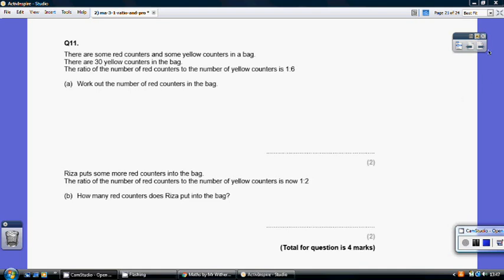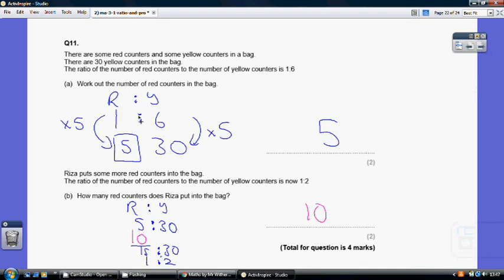Question 11. So we're told that the ratio of red to yellow counters is 1 to 6, and there are 30 yellow counters in the bag. Well, 30 is 5 times bigger than 6, so the number of red counters must be 1 times 5, which is 5.